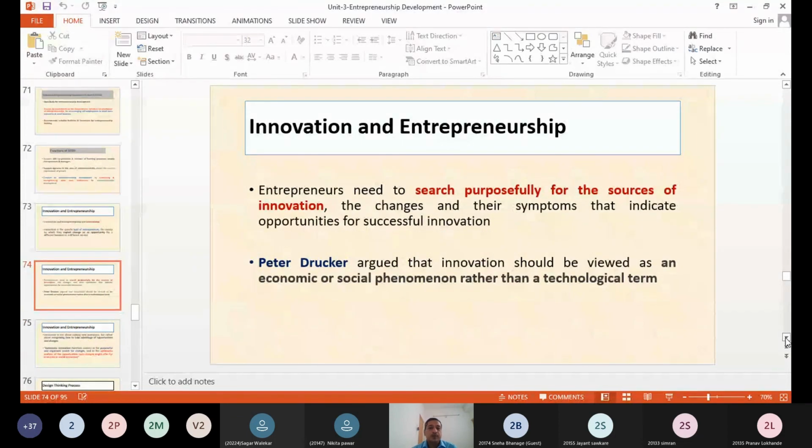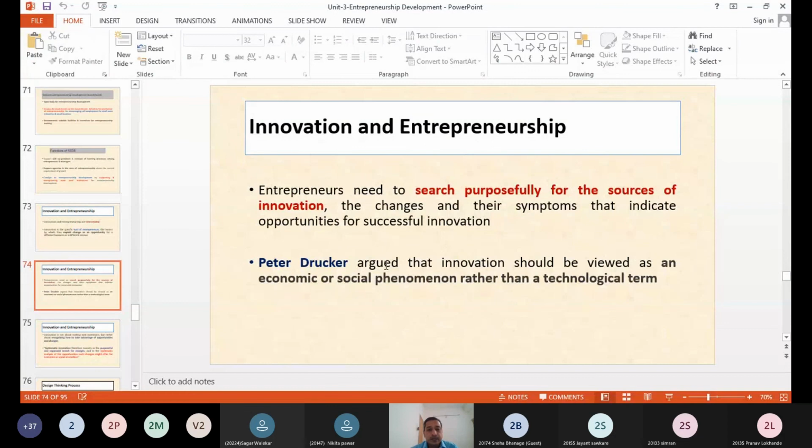Entrepreneurs need to search purposefully for the sources of innovation. They will have to look around for many opportunities wherein they can innovate in different types of products, services, or different creative solutions for social problems. The changes and their symptoms they will have to observe that indicate opportunities for successful innovations. So there are many opportunities for innovation. The entrepreneurs can look around and provide solutions.